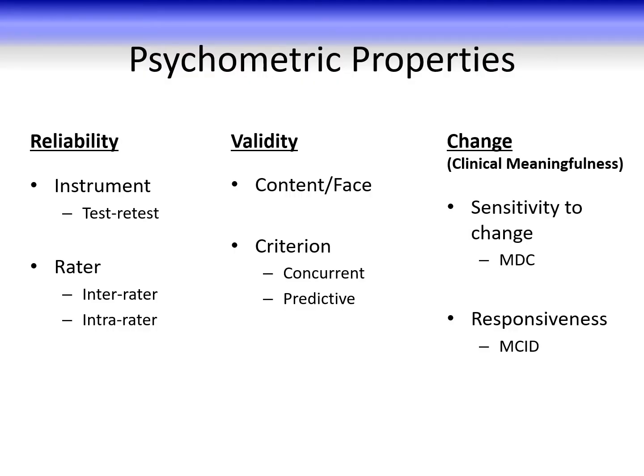In this presentation, we'll discuss the psychometric properties of different measurement tools that we use in physical therapy, including reliability, validity, and change, or the clinical meaningfulness of a measure. Take a moment and review some of the different components of each of these characteristics before proceeding forward, and we'll discuss these different characteristics on the slides that follow.